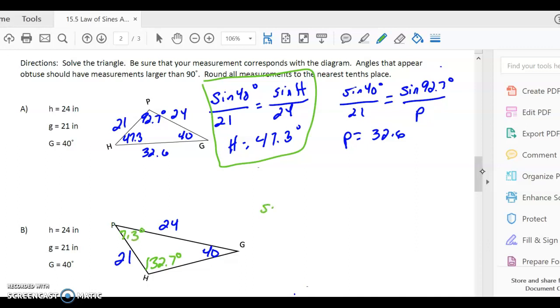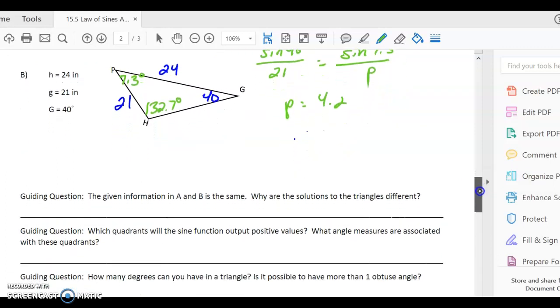So then we can do the sine of 40 over 21 equals the sine of 7.3 over P. And again, doing the math, P equals 4.2. So here's a case when you look at these two triangles, same information, but drawing the picture differently creates two different triangles. That's why side-side-angle is not a way to prove triangles congruent.